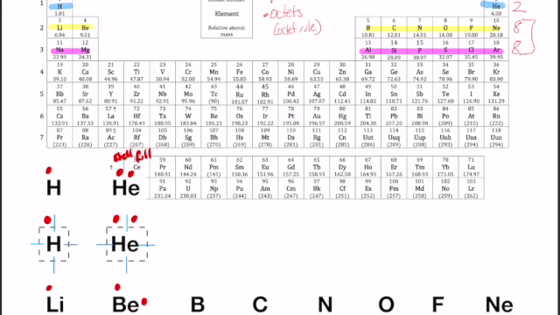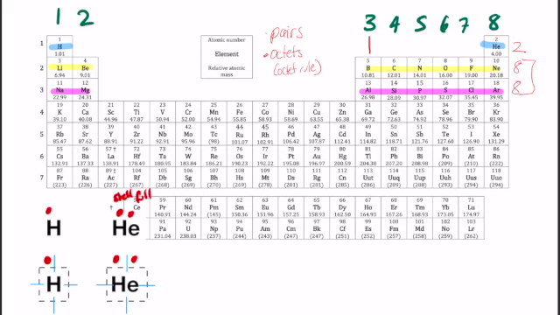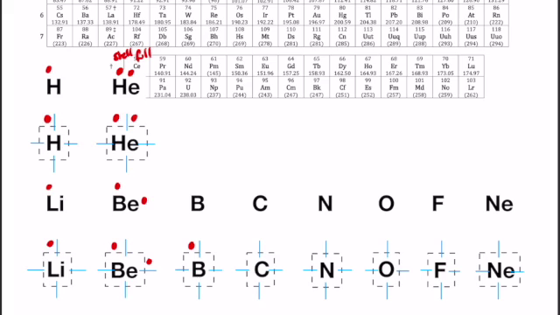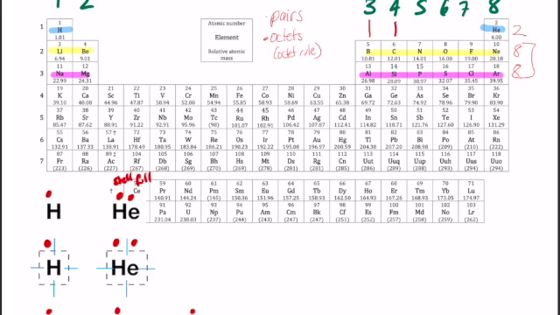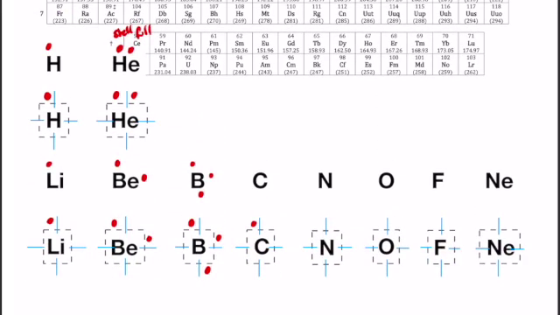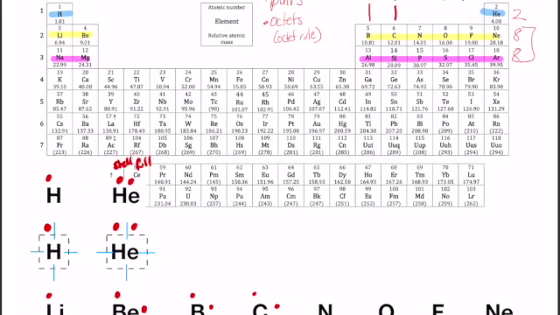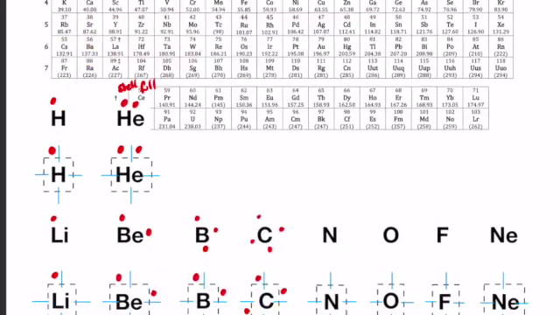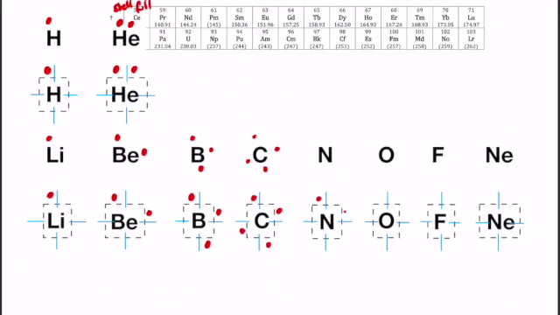Boron, over here, has 3. So 1, 2, 3. Carbon has 4. So 1, 2, 3, 4.